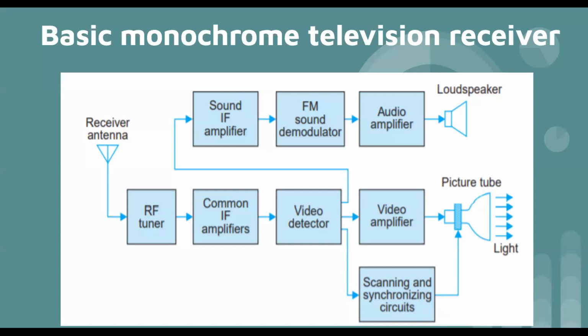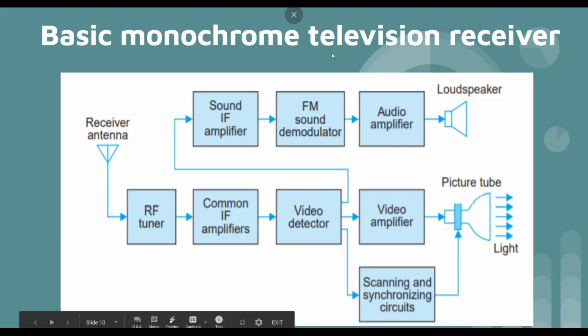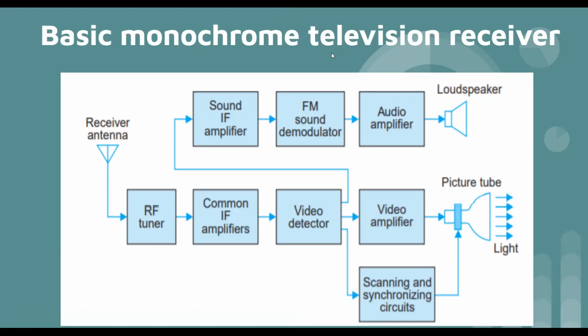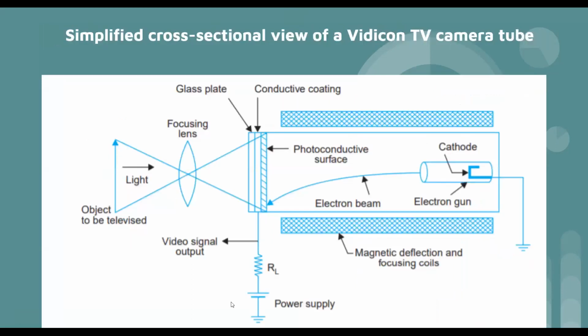What we have to understand is that an optical image of the scene to be transmitted is focused by a lens onto the camera tube. Clear? The inner side of the glass plate is a transparent conducting material.